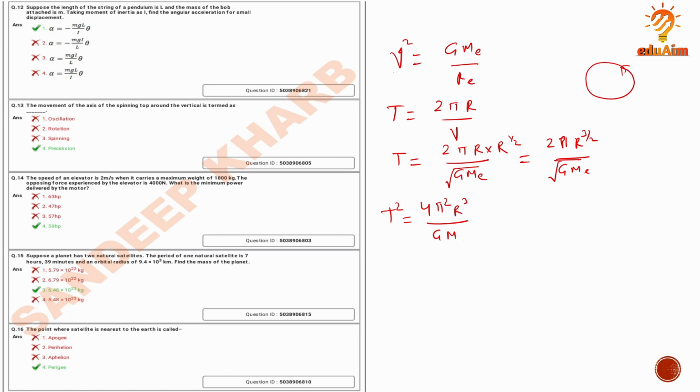We have to find out the mass of the planet. Then the mass of the planet, Mp, is equal to 4 pi square r cube by G T square. Substituting for the values, the mass of the planet comes out to be 6.48 into 10 raised to 23 kg. 16th question is: the point where the satellite is nearest to the earth is called perigee, and the farthest point, what do we call it? Apogee.